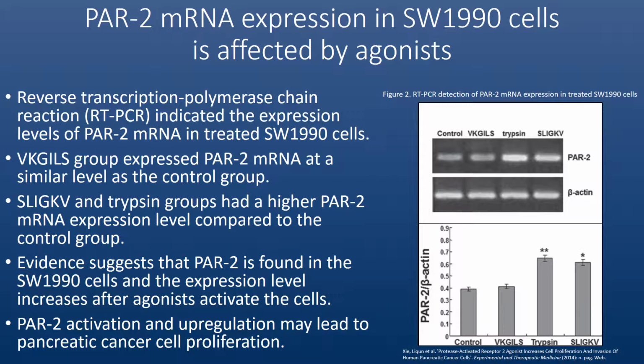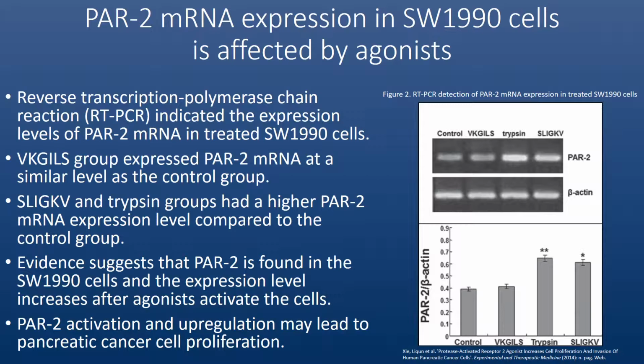On the top, the agarose gel that was scanned for PCR products shows the expression levels of PAR2 mRNA after the SW1990 cells received their respective treatments. The trypsin and SLIGKV treatments caused a higher band absorbance to be seen in the third and fourth band compared to the control and VKGILS treatments seen in the first and second band. Again, these absorbance levels were compared to the beta-actin absorbance bands that corresponded to each treatment of the cells.